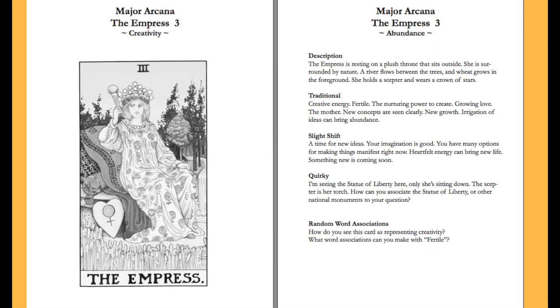And then down below that I have random word associations. How do you see this card as representing creativity? And what word associations can you make with fertile? This type of look at the cards' meanings, I thought, was fun to do. And it really brought out different aspects of the cards that I never saw before myself until I looked into it.